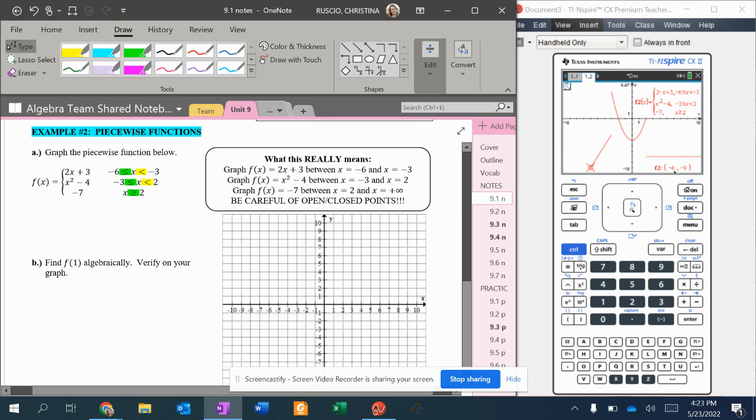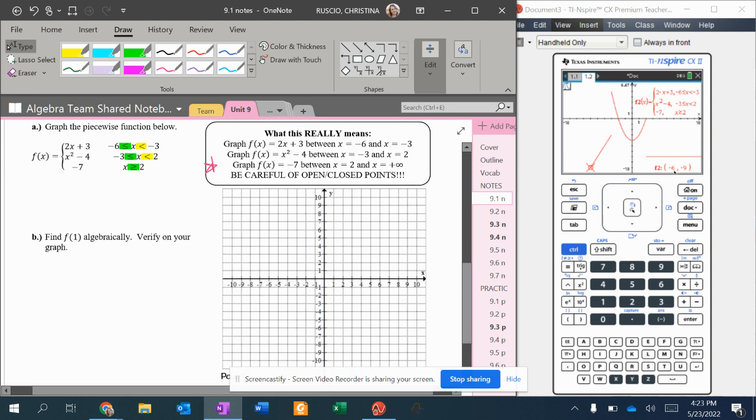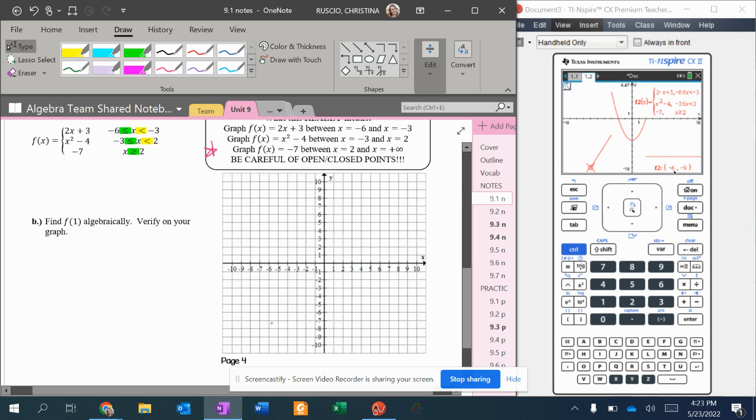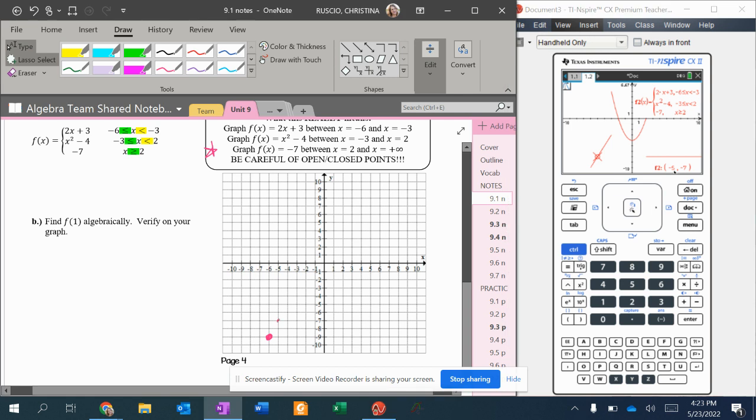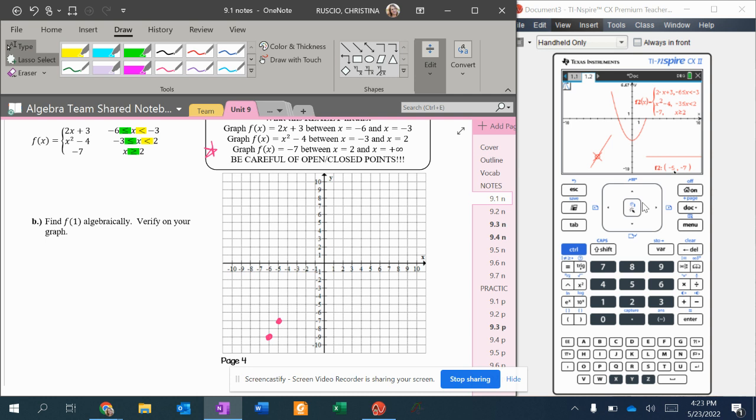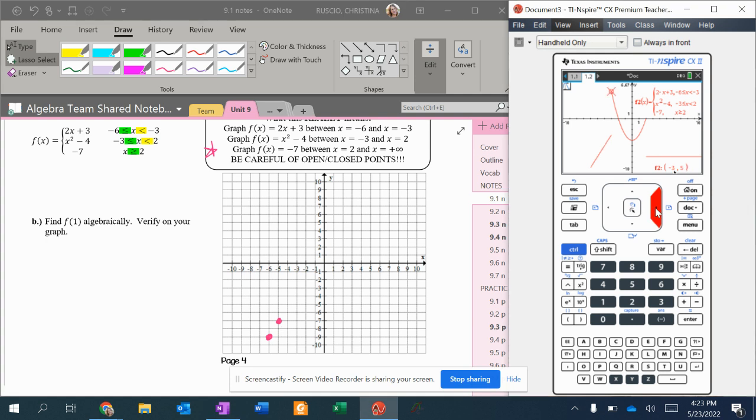Okay, so let's start plotting these points. I'm graphing my first piece at -6, -9. This, my friends, is a closed point. Why? Because it's a less than or equal to symbol. Using our calculator, -5, -7 is my next point. That's not an end point yet, so we don't have to worry too much, but when we get to -3, we do.